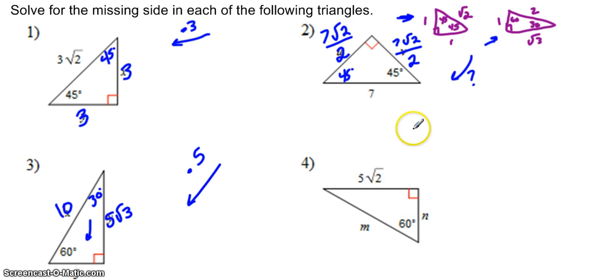Number 4. We're going to need a little bit of extra room for 4, so I erased some of my work. But don't erase yours, just find some extra space on your paper. Please don't erase any of your work. So let's look at 4 again. So for 4, we've got 90, 60, and this is going to be 30.